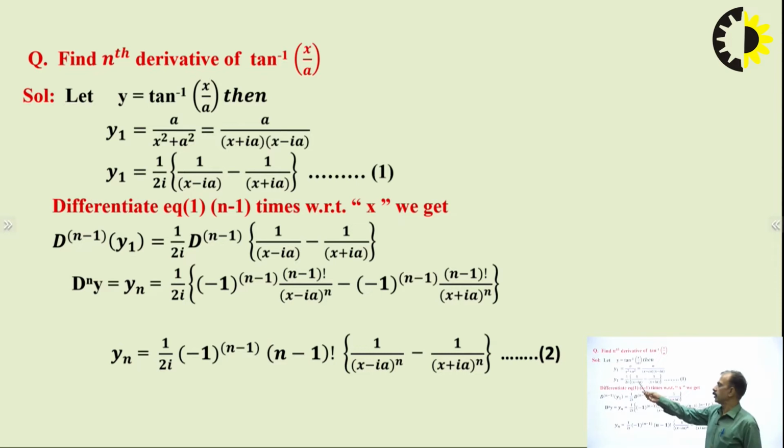So, we differentiate the given function tan inverse x upon a for the first time. The first derivative of tan inverse x upon a is a upon x square plus a square, equal to a upon x plus i a into x minus i a.